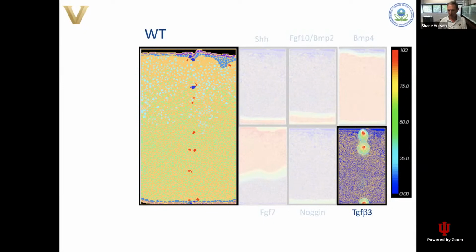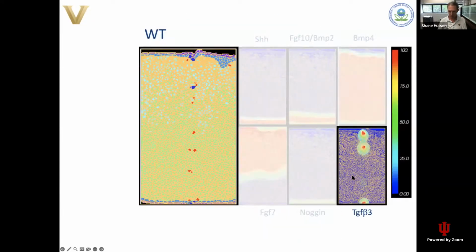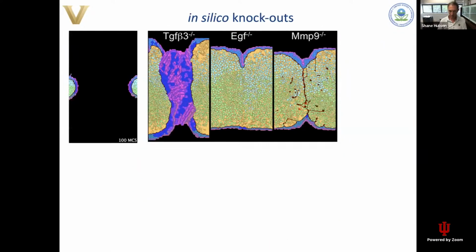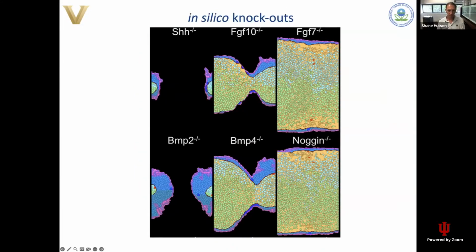Or we can track TGF-beta. Well, let's see if we can go back to the start on that one. Maybe it'll let us do that. Nope. All right. Movie's not there for TGF-beta. We'll see TGF-beta in some other places.